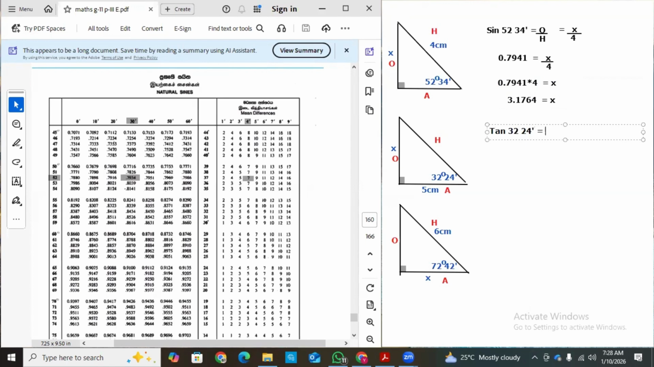It's difficult for me to mark the angle, the degree. So just let it be. It's 32 degree, 24 minutes. And that's equals to tan means O over A. That's O and down A. O over A. And how much is that O? O is x this time, and the A is 5 centimeter. And again, this one is very easy for us to simplify. We have to find this tan value.